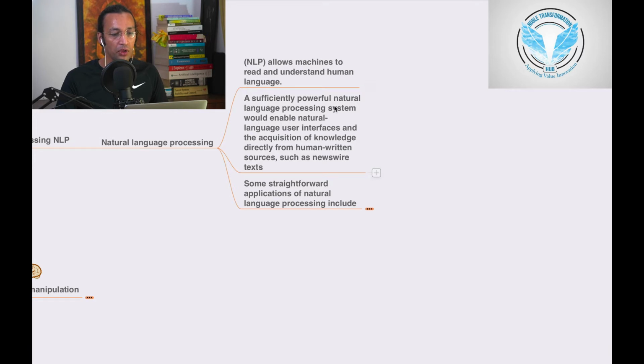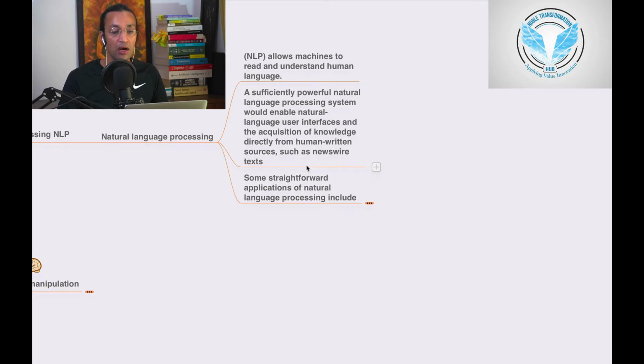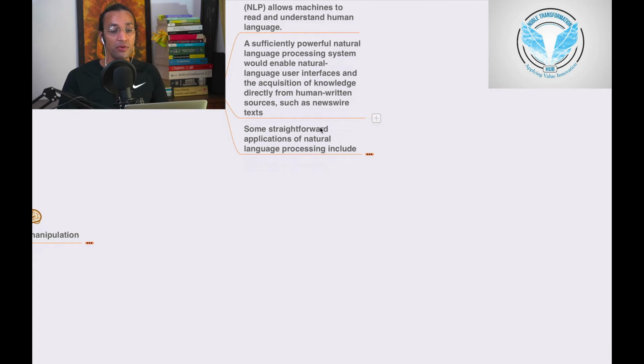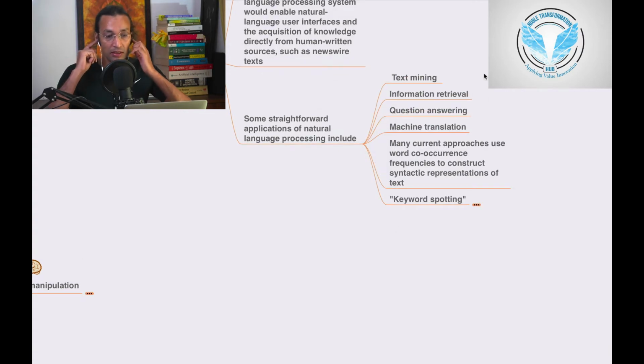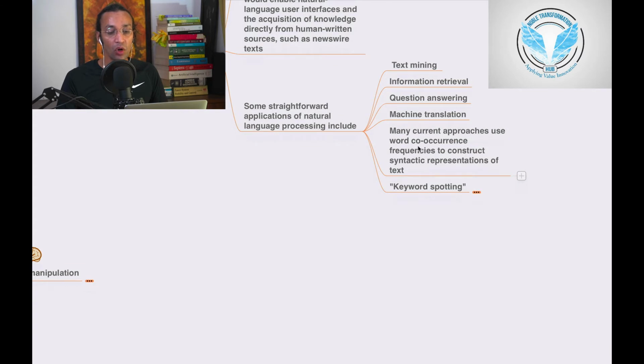A sufficiently powerful natural language processing system would enable natural language user interfaces and the acquisition of knowledge directly from human-written sources such as newswire text. This is how it is used, such as newswire text. Some straightforward applications of natural language processing include text mining, information retrieval, question answering, and machine translation. Many current approaches use word co-occurrence frequency to construct syntactic representations of text.